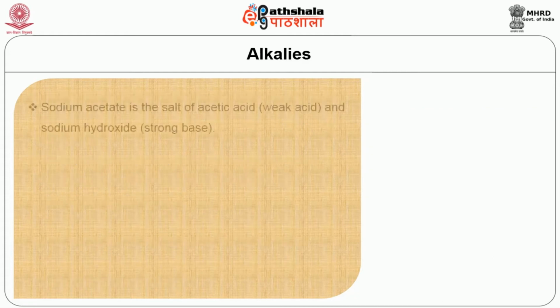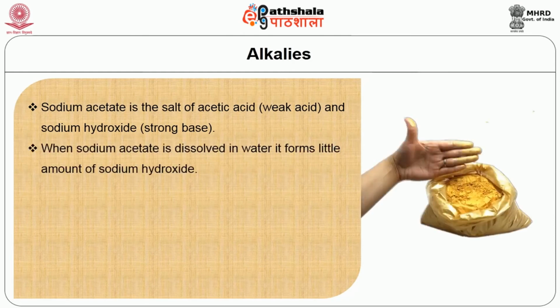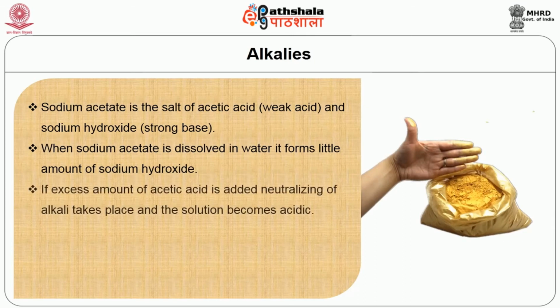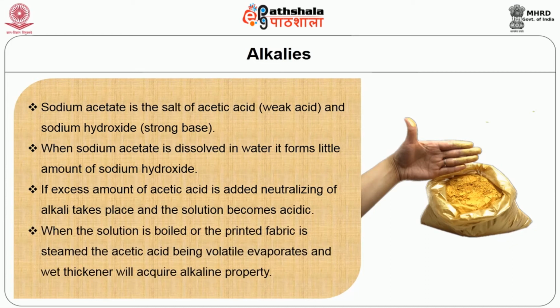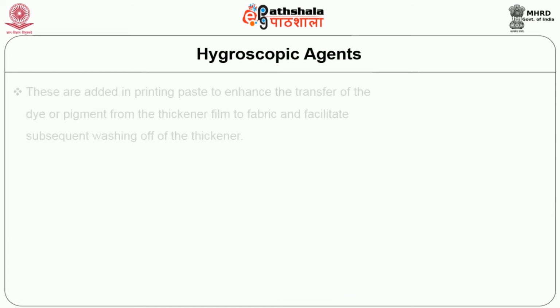Sodium acetate is a salt of acetic acid and sodium hydroxide is a strong base. When sodium acetate is dissolved in water, it forms little amount of sodium hydroxide. If excess amount of acetic acid is added, neutralizing of alkali takes place and the solution becomes acidic. When the solution is boiled or the printed fabric is steamed, the acetic acid being volatile evaporates and wet thickener will acquire alkaline property. Hygroscopic agents.